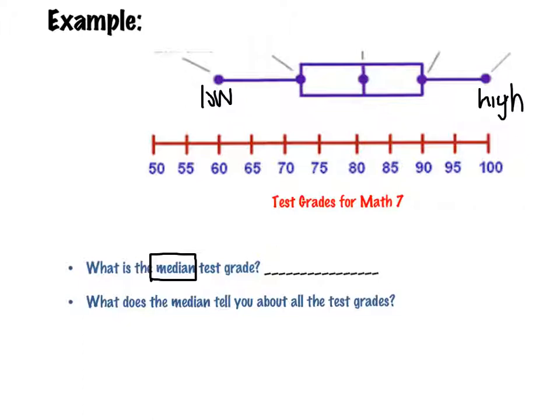So median, does anybody remember what median meant? If you said that median meant the middle, then you would be correct. So the value that is in the middle, this is the dot that's in the middle. So if I go straight down from that one, see if I can draw a straight line.